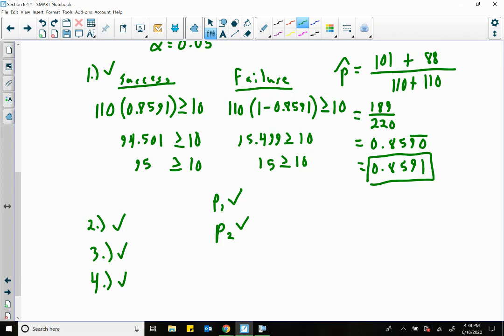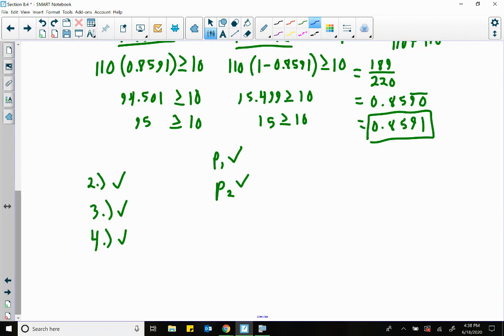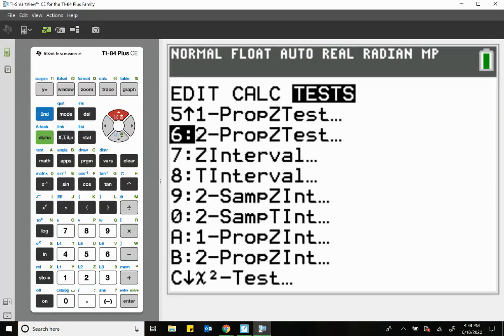Okay, so there's step 2. Step 3, now it's time to actually find the z-score and figure out the p-value. Okay, so let's talk about how we can do this. Let's do the calculator first. So again, we're going to do number 6.